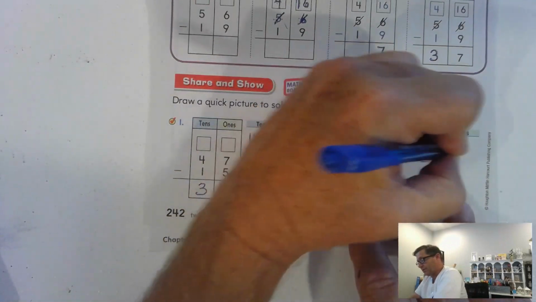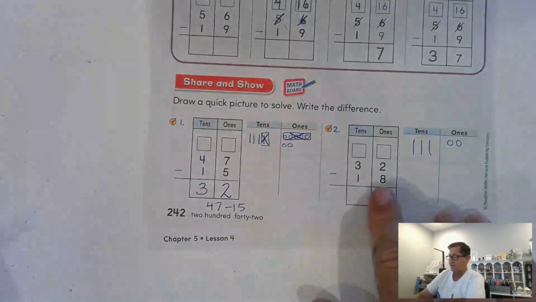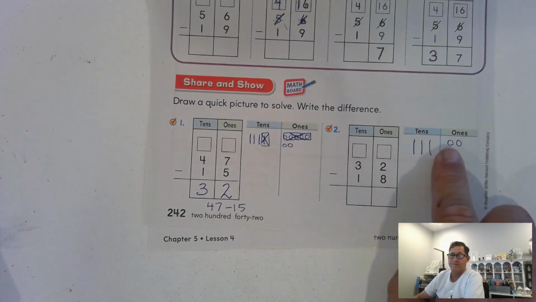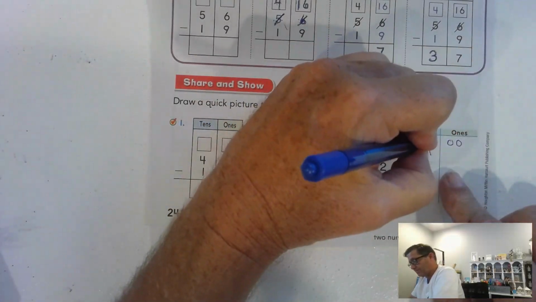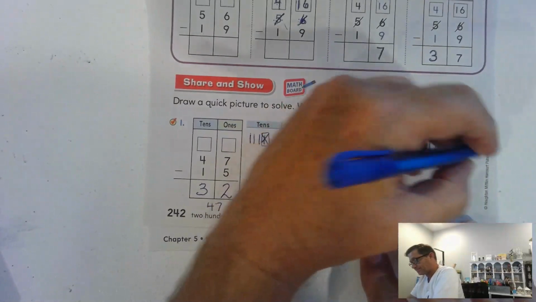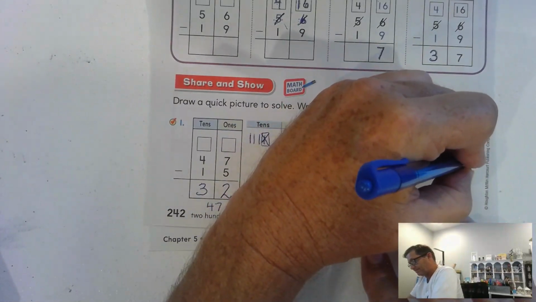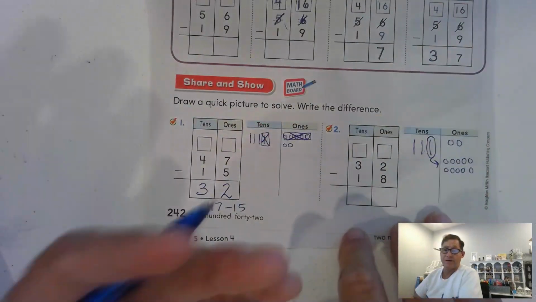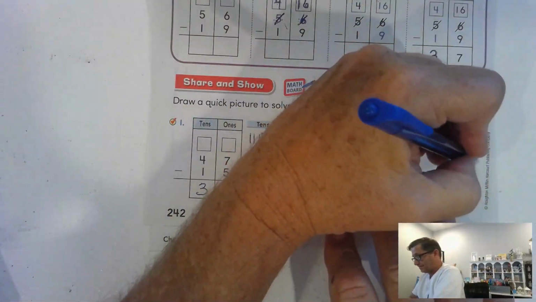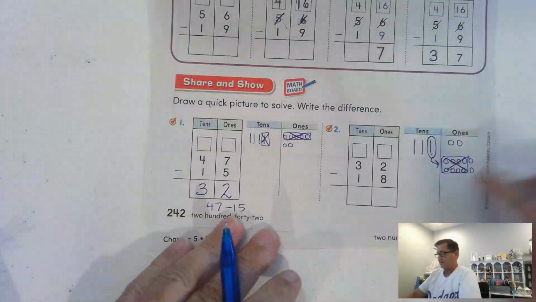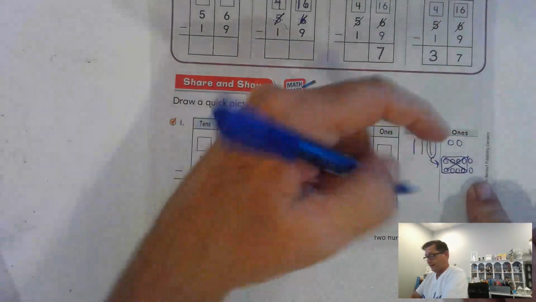All right, number 2, 32 minus 18. Well, let's represent 32. Now, we have to take away 18. Let's start in the ones. Can I take 8 from 2? No. So we're going to regroup one of the tens for 10 ones. Okay, now we can take away 8. And that's going to leave us 4 ones, right?